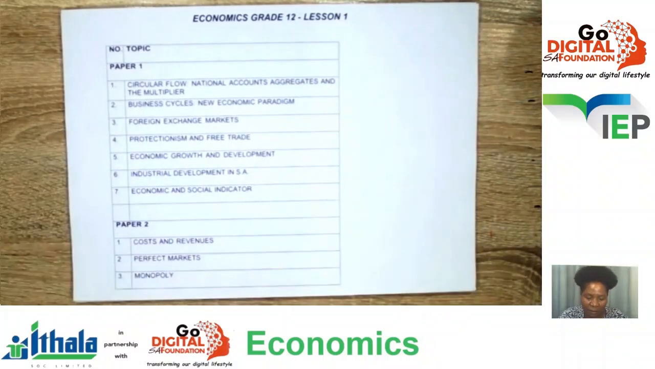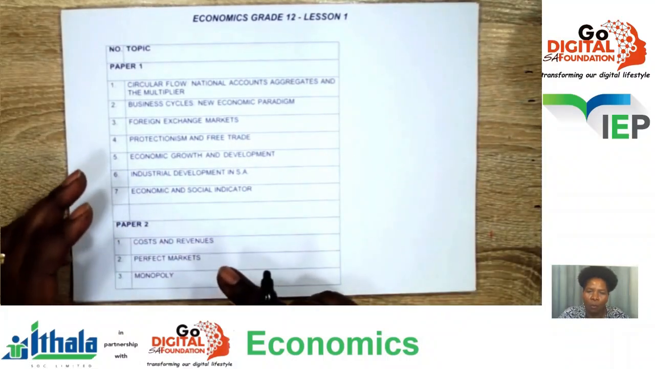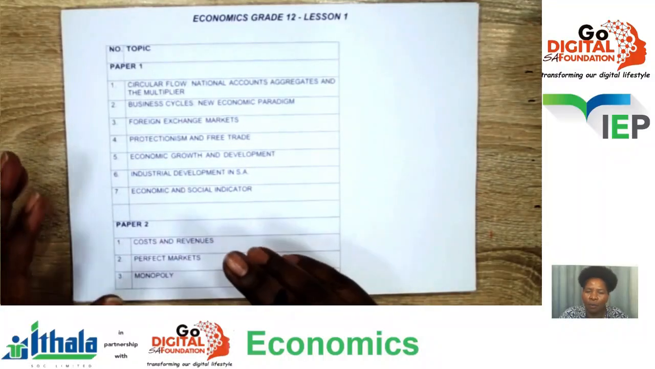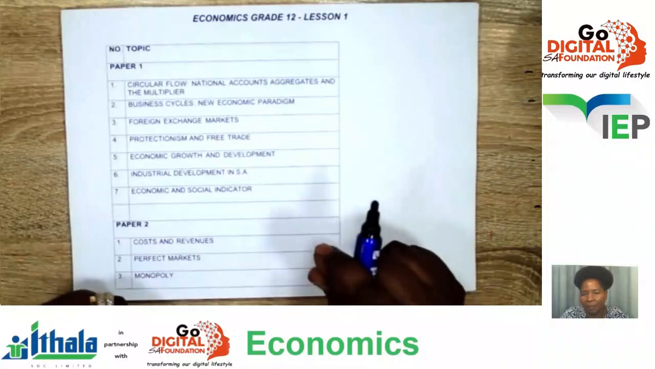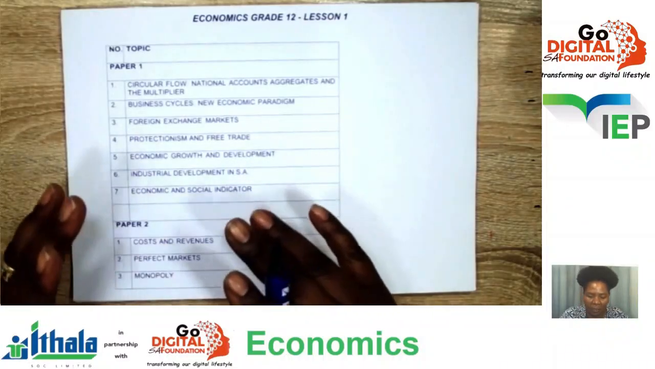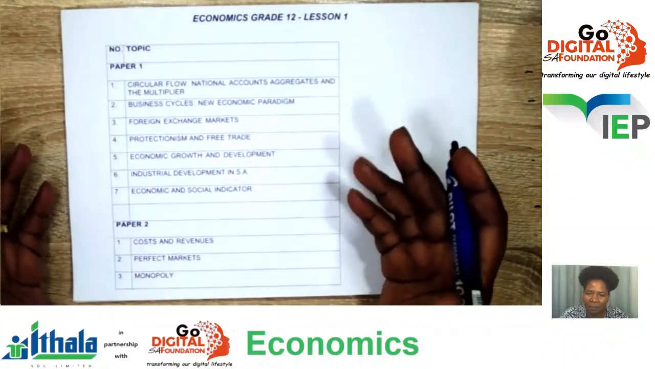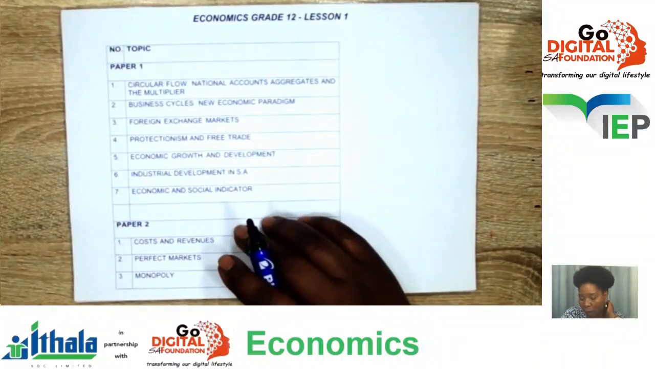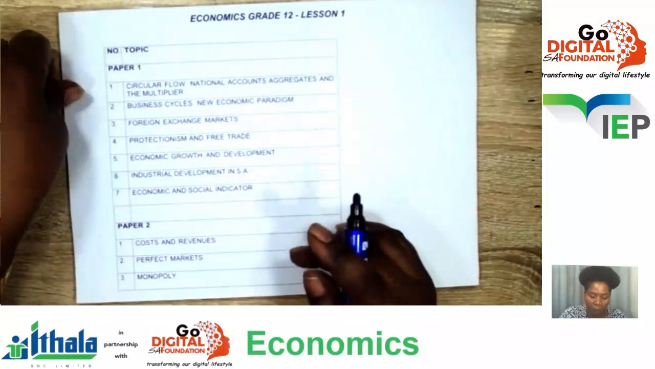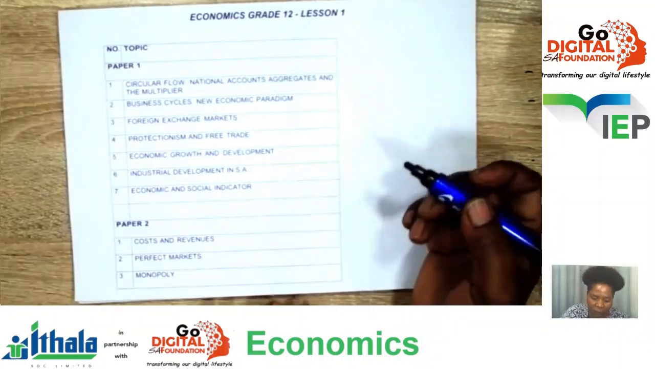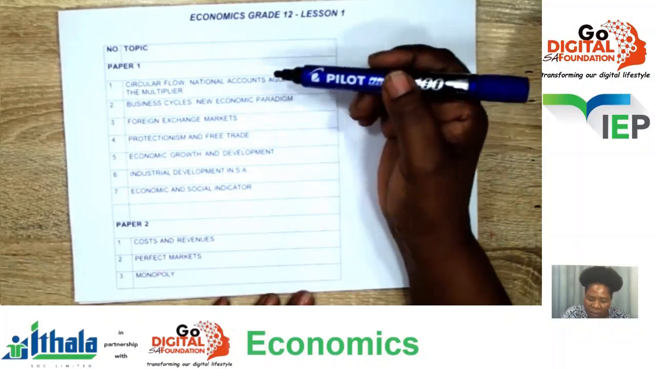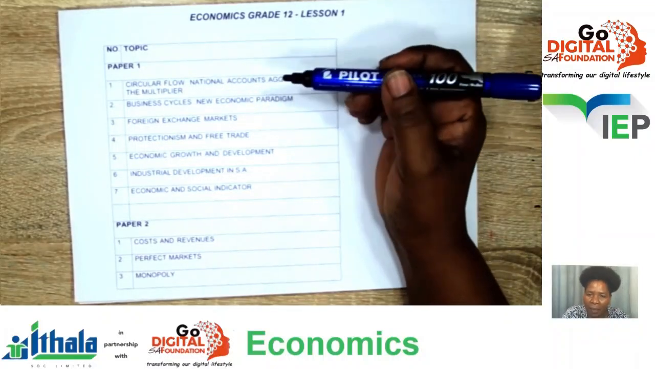So for starters, we have to know what are the topics that fall under paper 1 and what are the topics that fall under paper 2. I know that we learn this in different terms, but let's forget about that now, because right now we're preparing for our trials. For paper 1, you've got 7 subtopics, which is a circular flow. Our circular flow includes the national aggregates and the multiplier.